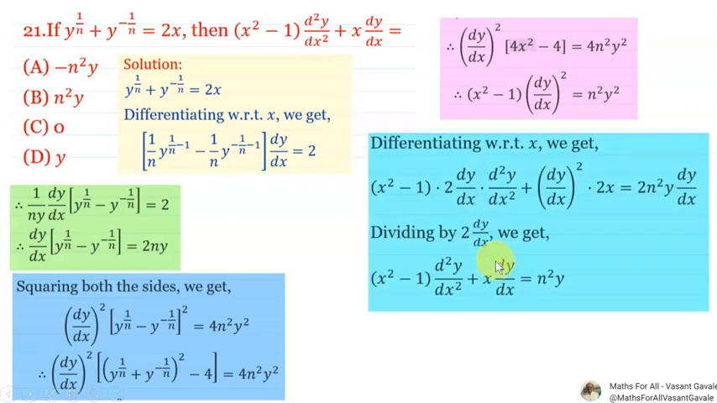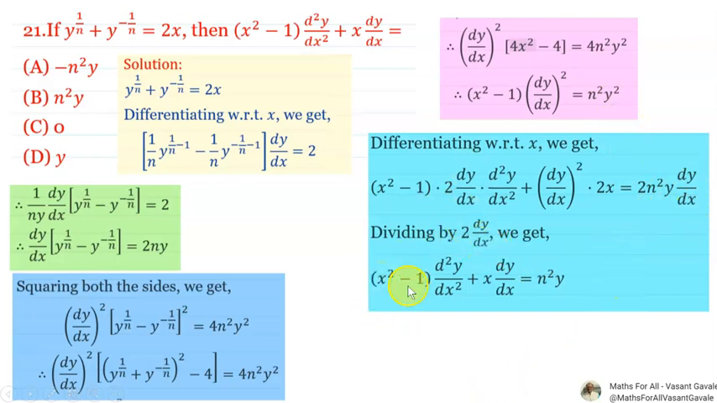Okay. पुढे यानंतर बघू. Now differentiate this with respect to x. इथे product rule apply करणार. First keep x square minus 1 as it is. Derivative of (dy by dx) bracket square is 2 into dy by dx into d2y by dx square plus (dy by dx) bracket square as it is. Derivative of x square minus 1 which is 2x and derivative of y square is 2y into dy by dx. आता दोन्ही साइडला काय कट करणार 2 into dy by dx कट करणार.